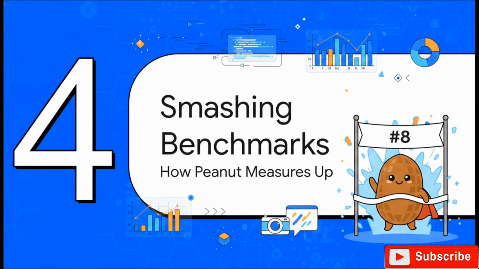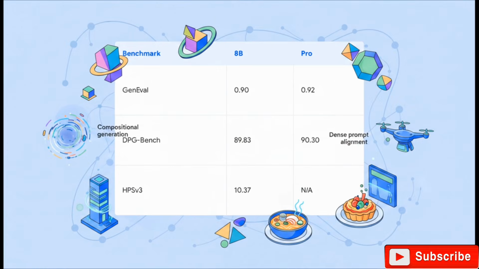Let's hit Section 4, Smashing AI Benchmarks, how Peanut measures up. What's really interesting about these numbers is seeing how competitive this thing is. Peanut, by the way, is actually the internal code name for this project, and it recently debuted at an incredible number 8 on the Artificial Analysis Text-to-Image arena.